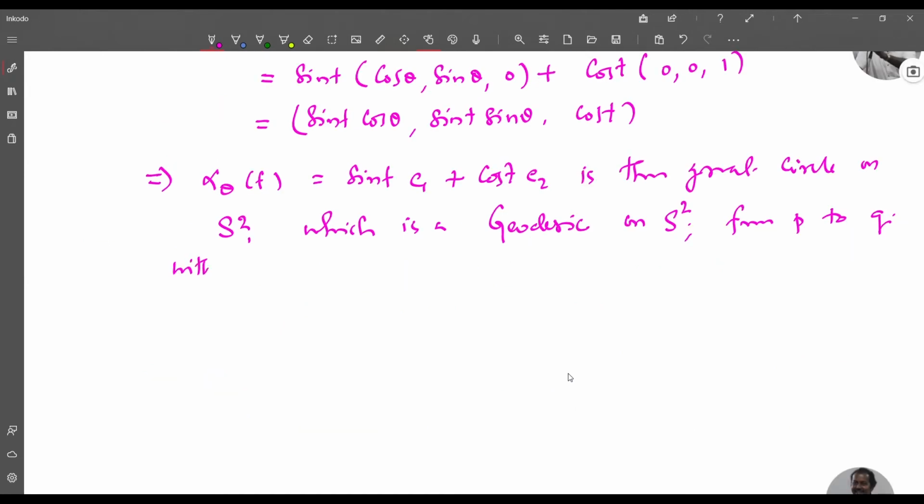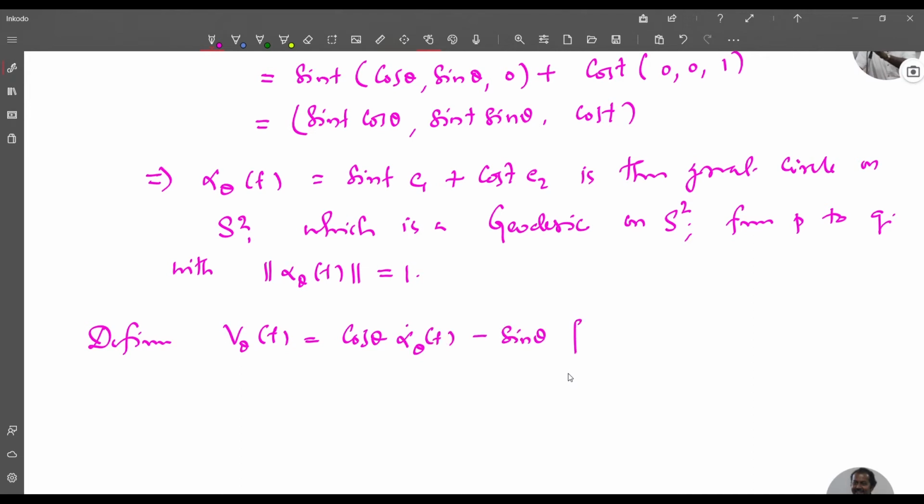Norm of alpha theta of t is 1, as you know. Now you define a vector v theta of t equal to cos theta alpha theta dot of t minus sin theta n of alpha theta of t cross alpha theta dot of t. Consider this vector.